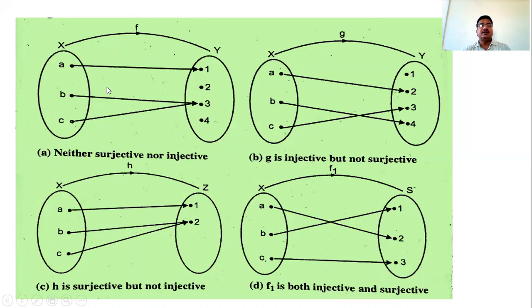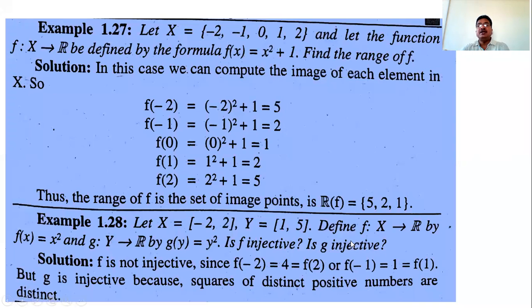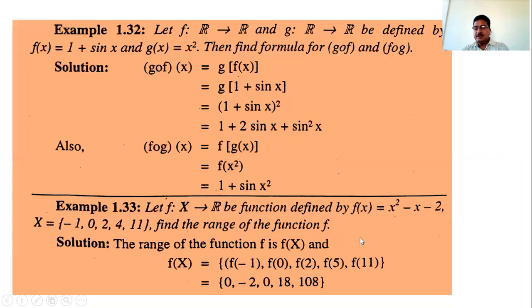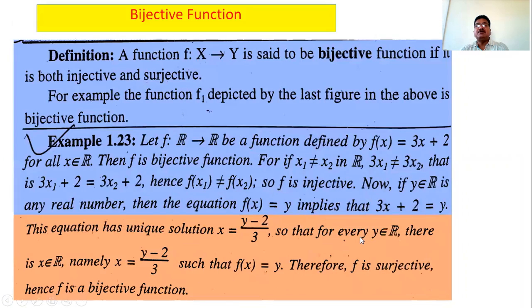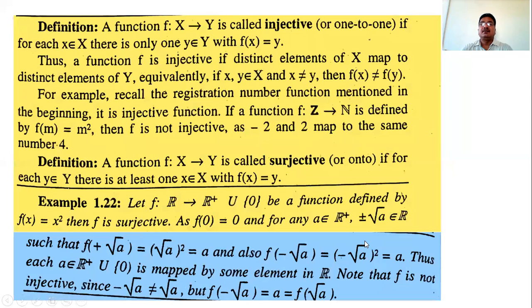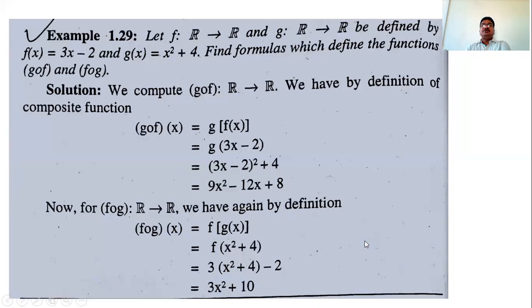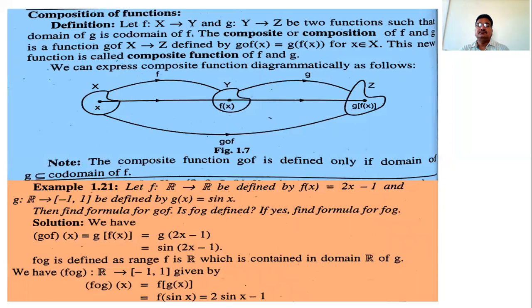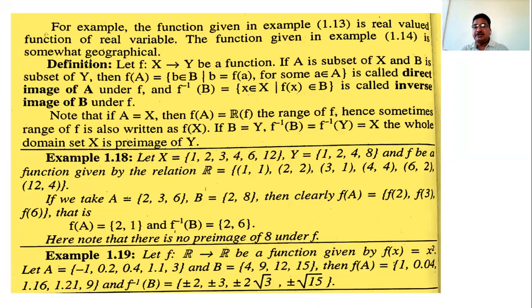The first one is neither surjective nor injective. This function is injective but not surjective. This function is surjective but not injective, and this one is both surjective as well as injective. If the function is both injective and surjective, then the function is called a bijective function.